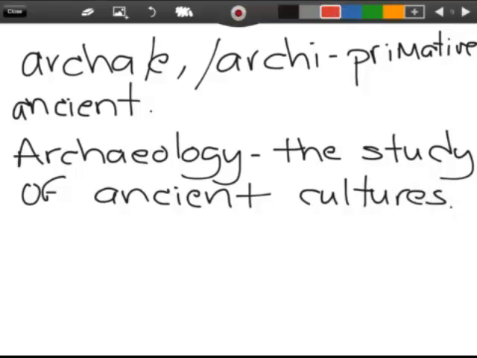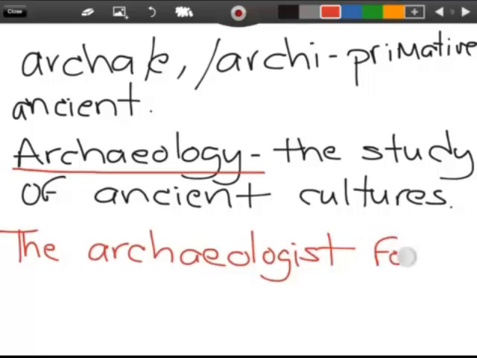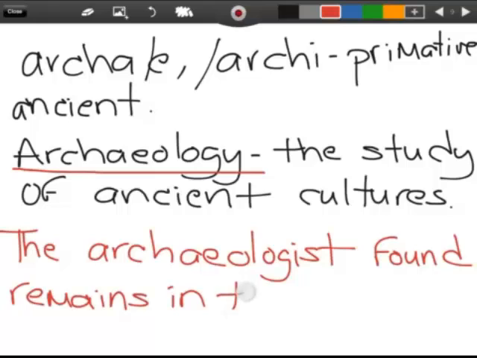Now, let's try using this in a sentence. We could say the archaeologist just found remains in the pyramids.